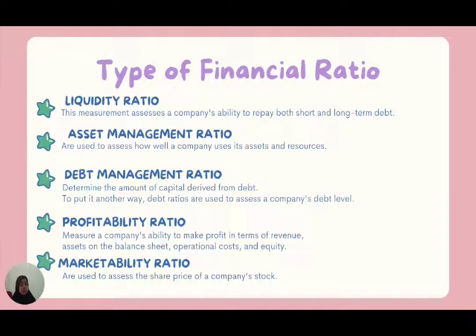To put it another way, that ratio is used to assess a company's debt level. And the fourth one is profitability ratio, which measures a company's ability to make profit in terms of revenue, assets on the balance sheet, operational cost and equity. And the last one is marketability ratio, which is used to assess the share price of commodity stocks.